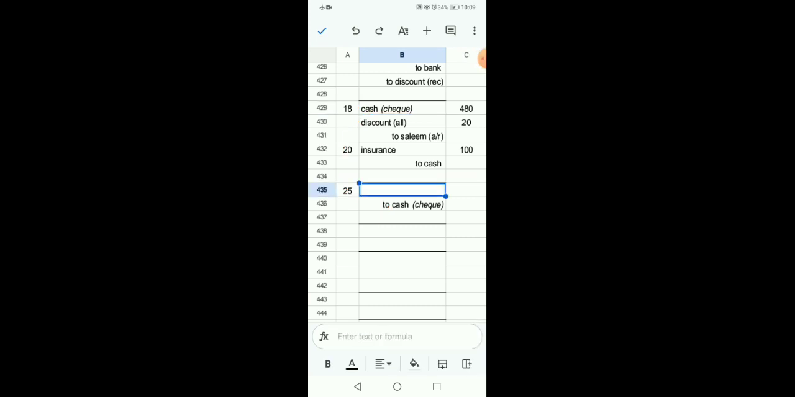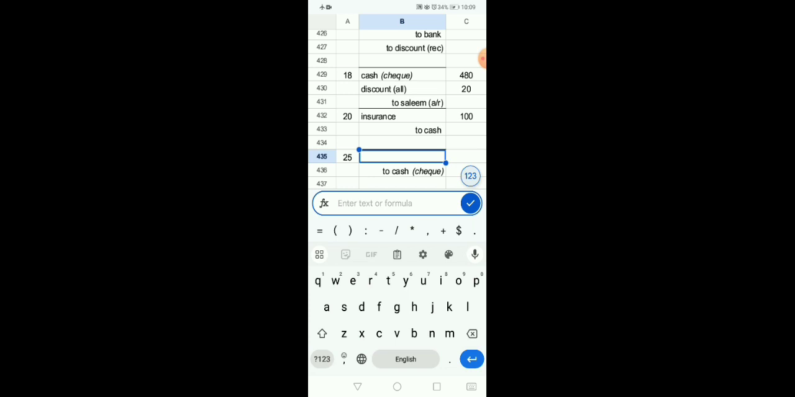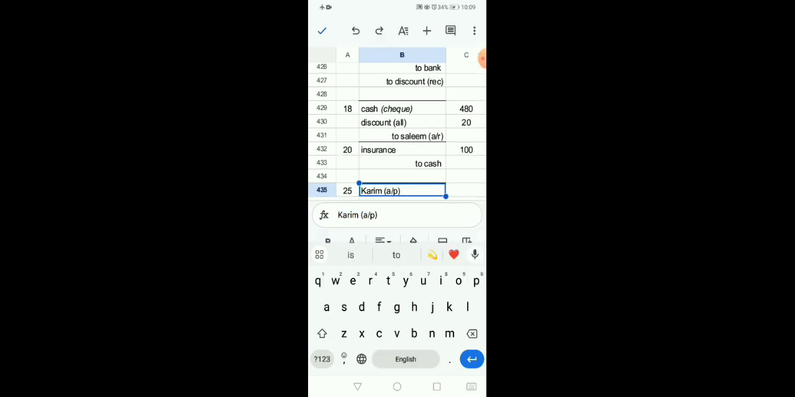The person's name is Kareem. Kareem was the person to whom the amount was payable, and now you have paid, no matter in the shape of cash or check, you have paid. It means he is no more your account payable after payment. He is no more your liability. Liability has been decreased. Decrease in liability should be mentioned on the debit side. So you will mention Kareem on the debit side.